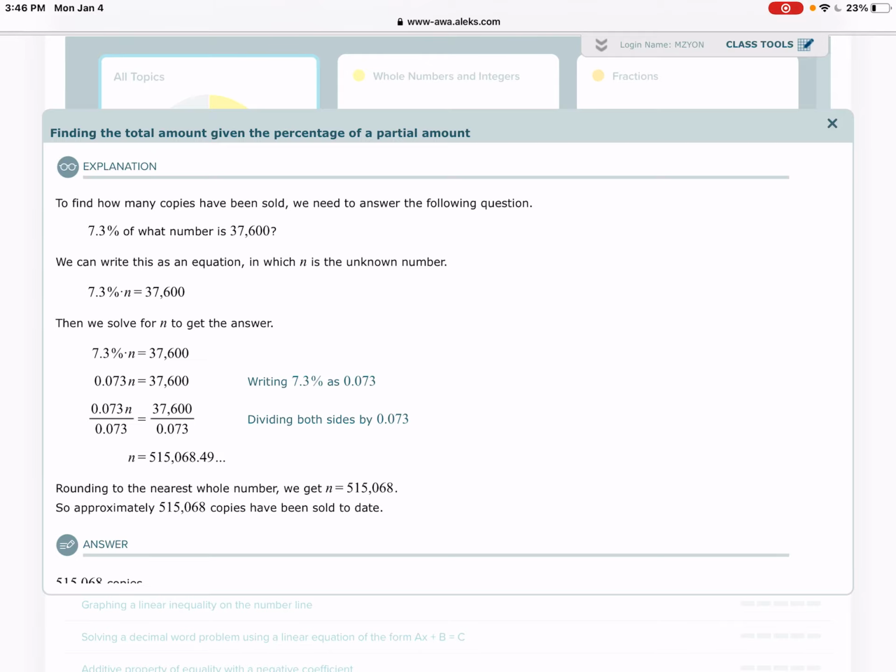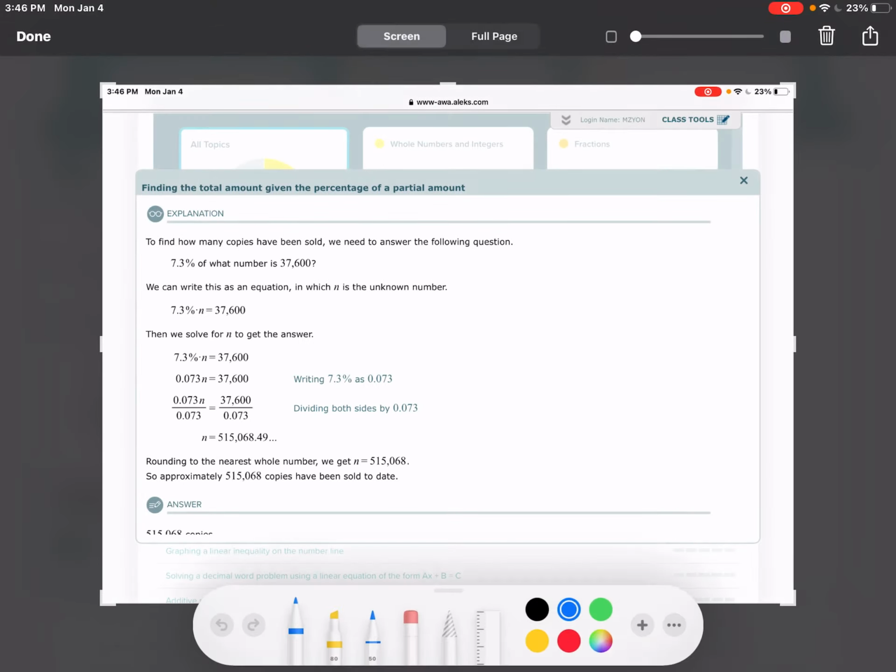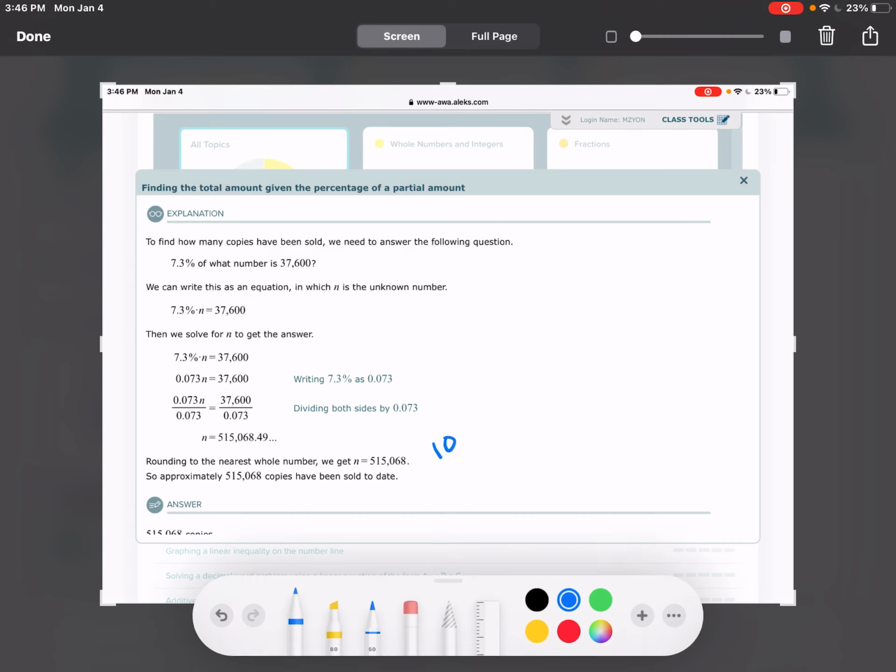So I could do something a little bit tricky here. What I could do is I could see if an estimate of this makes sense. 10% is a lot easier for me to think of than 7%. So just for the sake of estimating, I'm going to do this. If I want to do 10% of a number, all I do is slide the decimal this way once. And so 10% of 515,068 is 51,506.